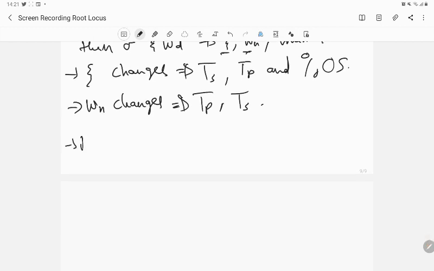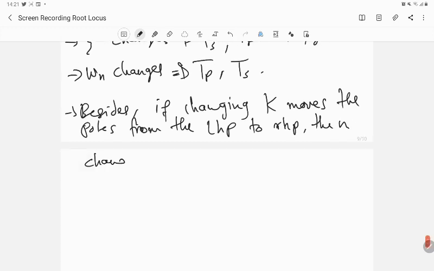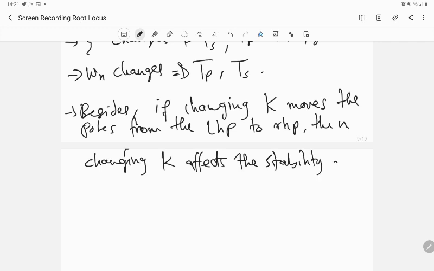And besides, if changing k moves the poles from the left half plane to the right half plane, then changing k affects the stability of the system. Okay, so this is another thing we have to be aware of.